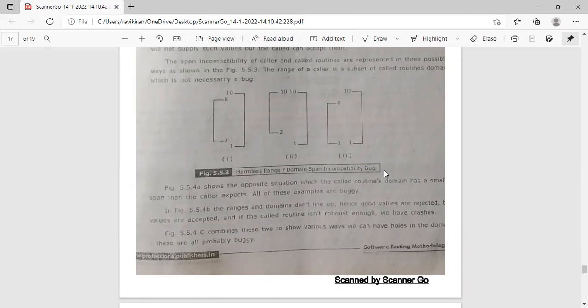The span compatibility of caller and called routines is represented in three possible ways. The range of the caller is a subset of the called routine's domain, which is not necessarily a bug.